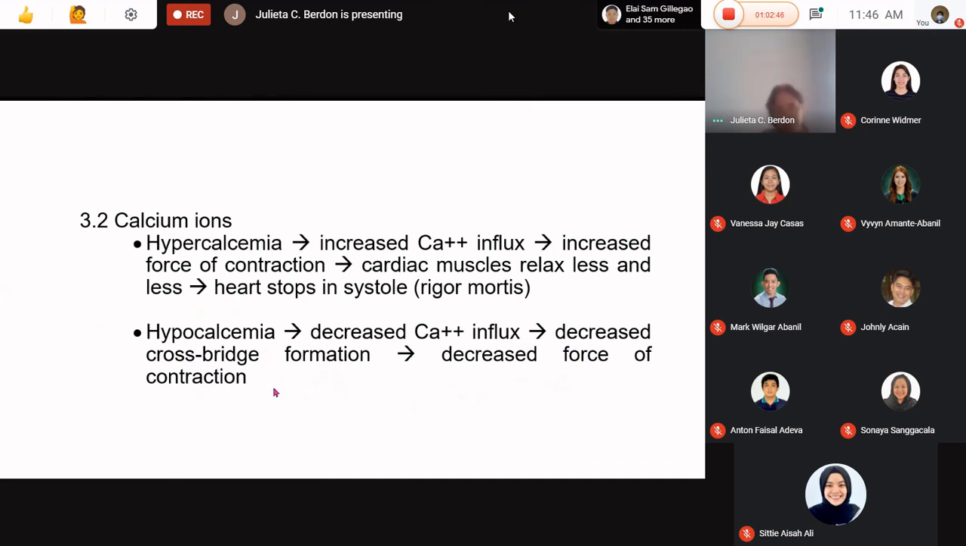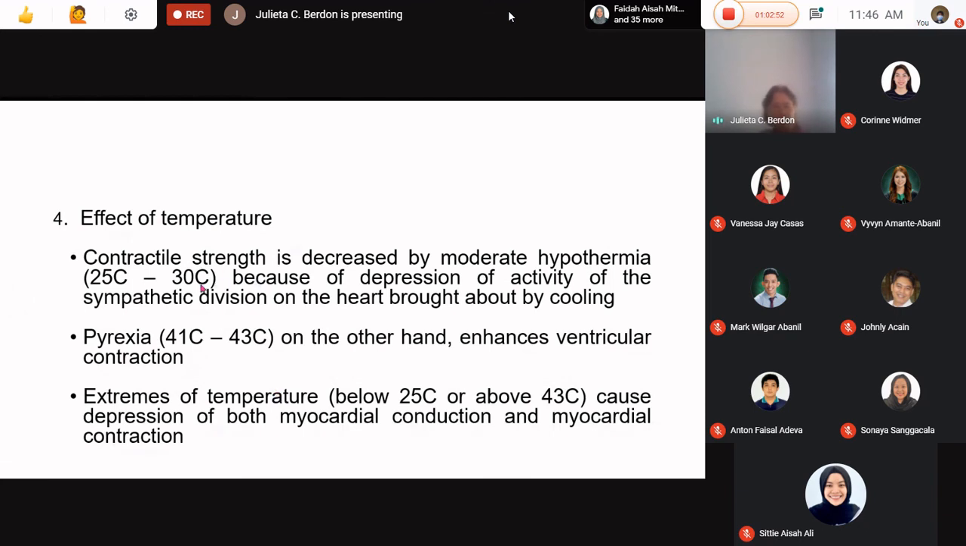Alright. Then, temperature. When your temperature decreases, when it is very cold, your sympathetic activity decreases, so your heart rate also decreases. When the temperature rises, it enhances ventricular contraction. Take your body temperature when you have a fever, say 41. Look at your heart rate and your ventricular contraction: it is faster, and the force of contraction is stronger. But at extreme temperatures, below 25, the heart gives up and stops.